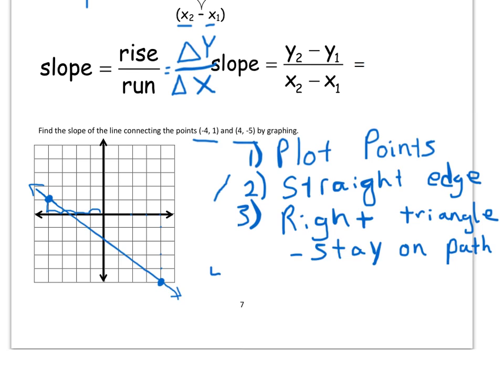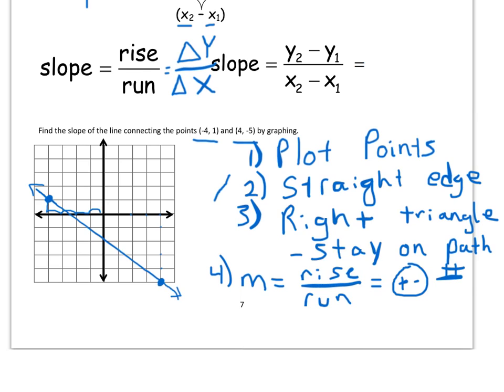Step number 4, and you guys should be writing a little bit smaller than me in your notes, is you're going to write m equals. We're always going to write m equals rise over run, and that's going to equal, here's where you put your sign. The very first thing that you're going to do is determine your sign. Is it a positive or a negative slope that we have? And then you're going to write whatever the fraction is with the rise and the run.